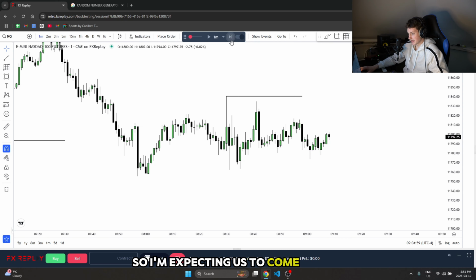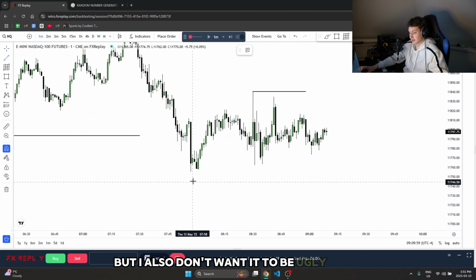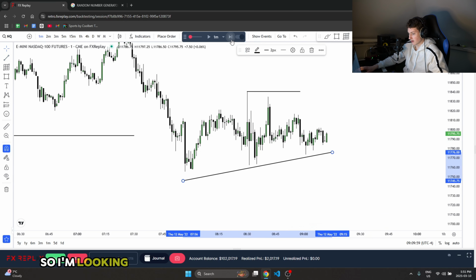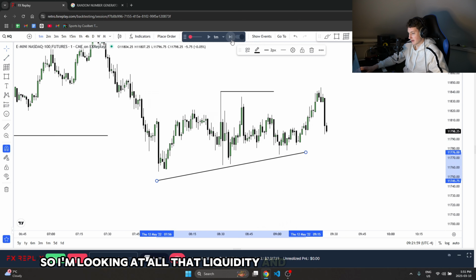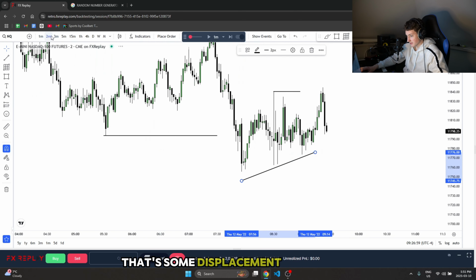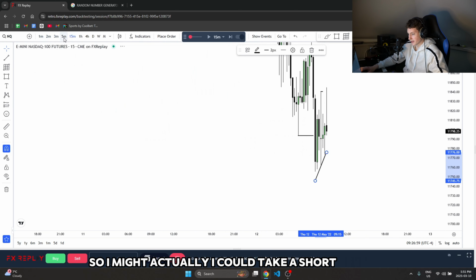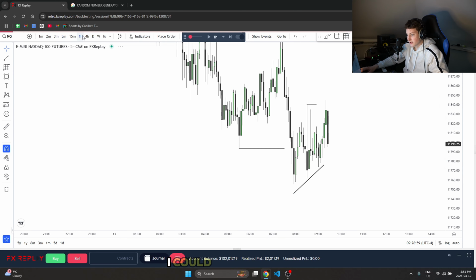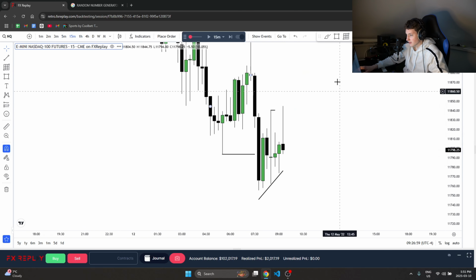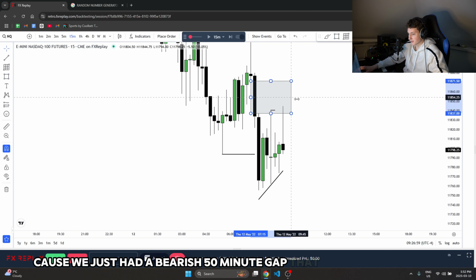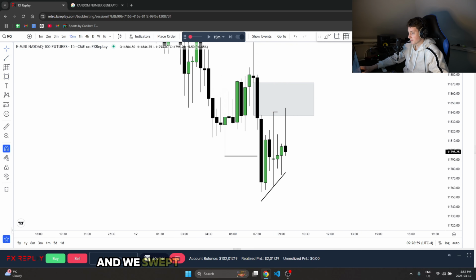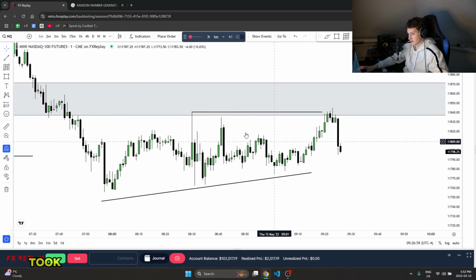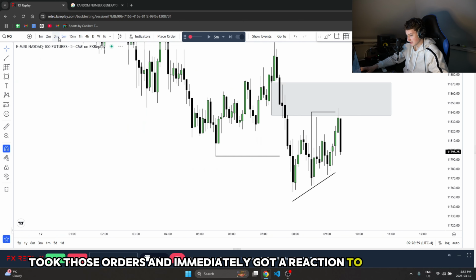So I'm expecting us to come take it, but I also don't want it to be ugly, right? I want to get a good setup to it. So I'm looking at all of that liquidity, and wow, that's some displacement right there. So I could take a short here. I could do that, because we just had a bearish 15-minute gap that we just tapped into, and we swept the news high beautifully, right? We took those orders and immediately got a reaction to the downside.